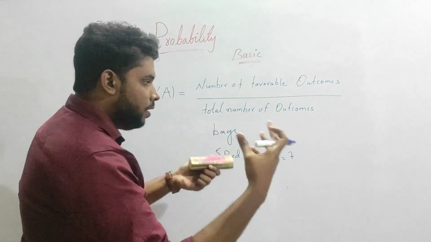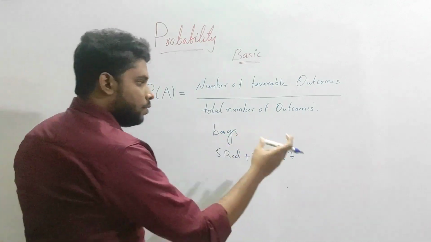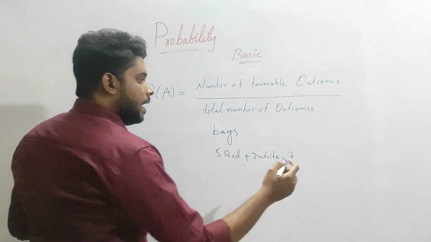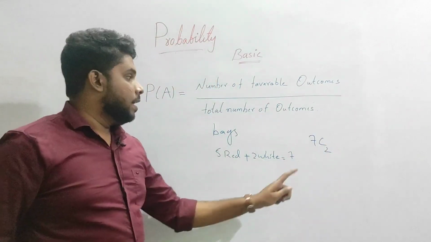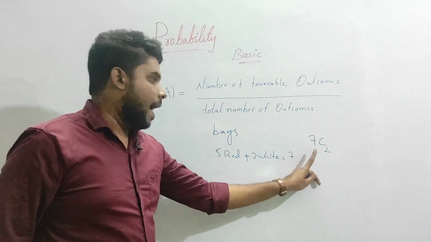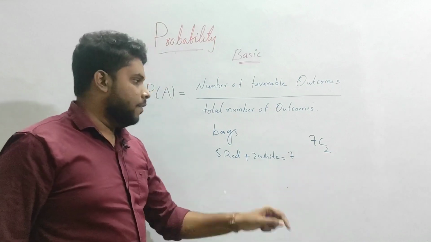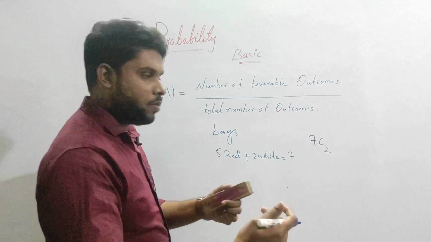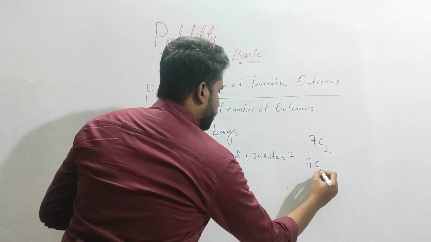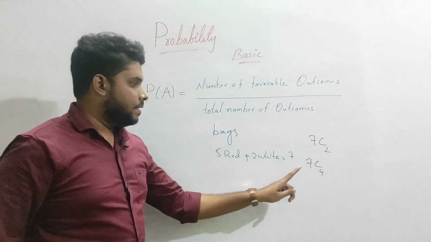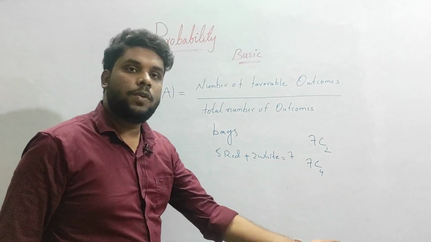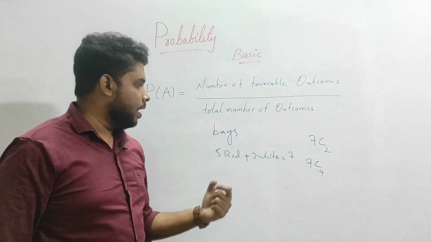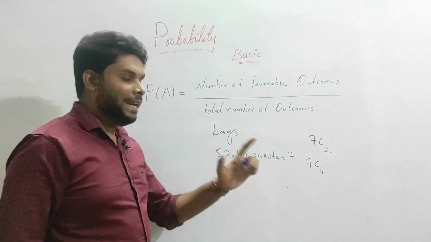How will you draw the 2 balls from these 7? It can be written as 7C2, which means from the 7 I am drawing 2 balls. Similarly, if I am drawing 4 balls from the 7, I can write 7C4. Here 7 represents the total number of balls, and 4 represents how many balls you are taking out of the bag. This is how we select the balls.